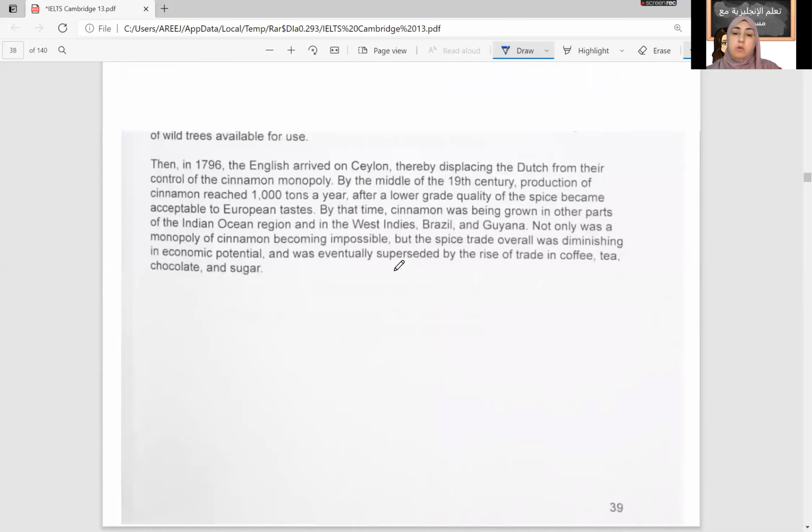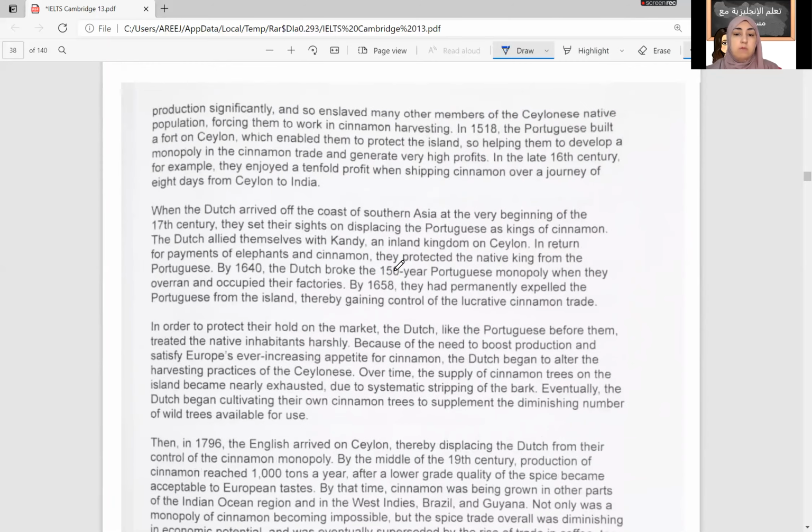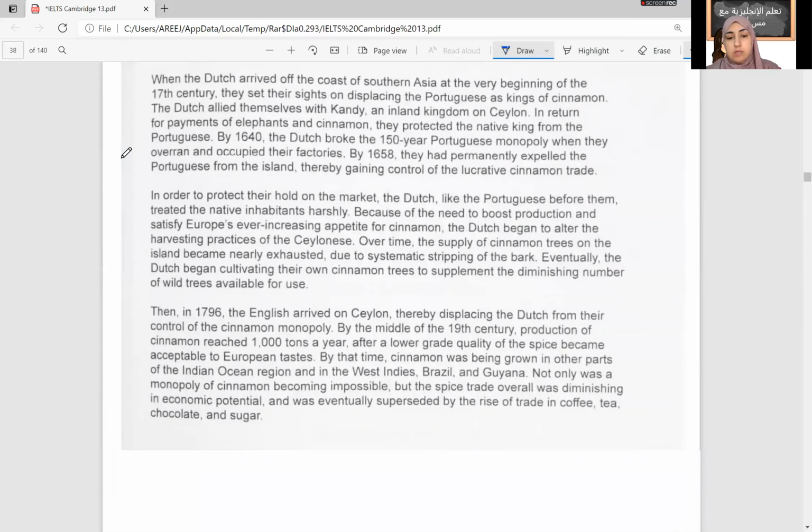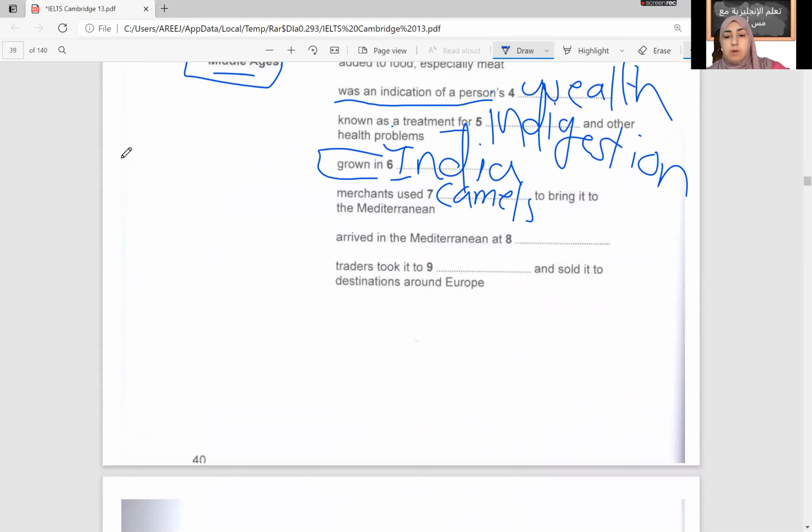Let's see. So the key word here is Mediterranean or something with the same meaning. Okay, so I just keep looking again here. Okay, to the Mediterranean, here. Now I'm close because I found the key word. Their journey ended when they reached what? Alexandria. So the answer here is Alexandria. So arrived at. You can say arrived at and arrive in. There's a small difference between them. Alexandria. So here I know that it is a place. Make sure to spell it correctly with a capital A because it's the name of a city.